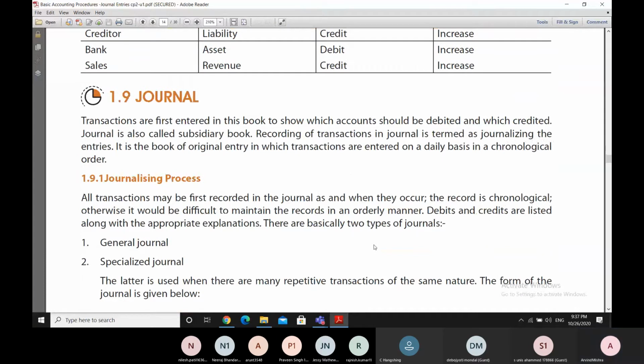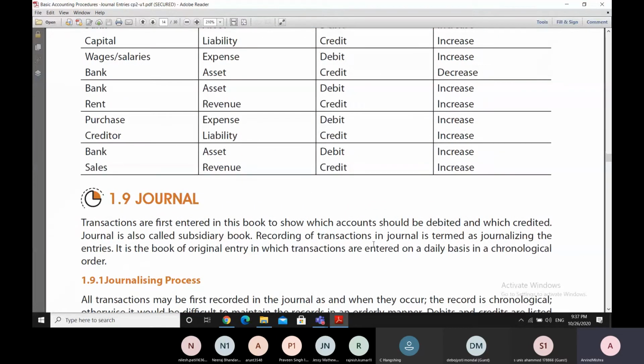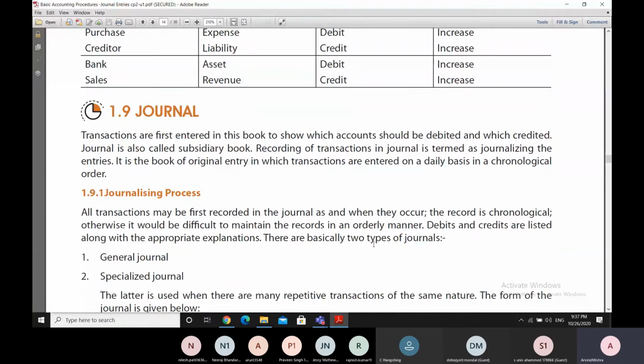Now, having decided which 2 accounts are being affected, and out of them which will be credited and which will be debited, we come to writing down the entry in the journal. So to write down the entry in the journal, the transactions are first entered in this journal to show which accounts should be debited and which accounts should be credited. And so by way of journal entry, what we are doing is that we are identifying 2 accounts, and we are saying that this one should be debited and the other one should be credited.